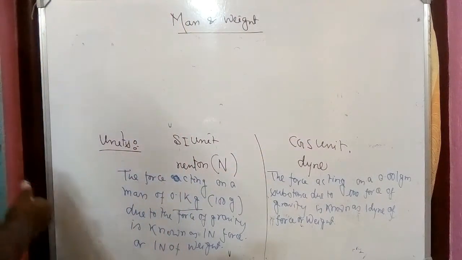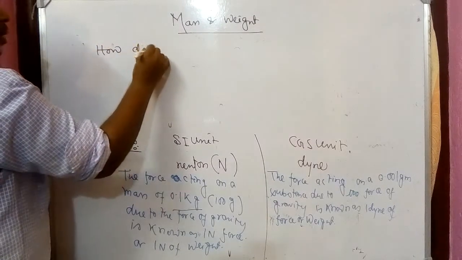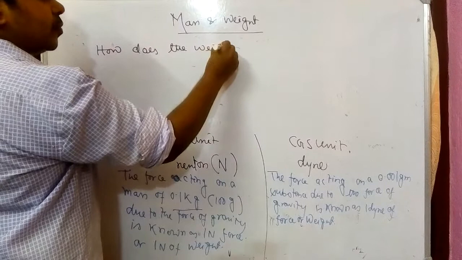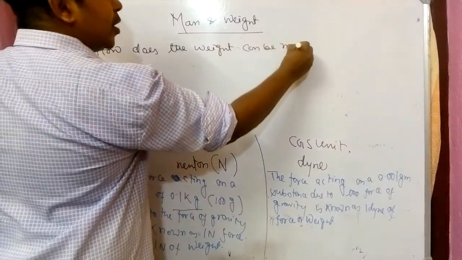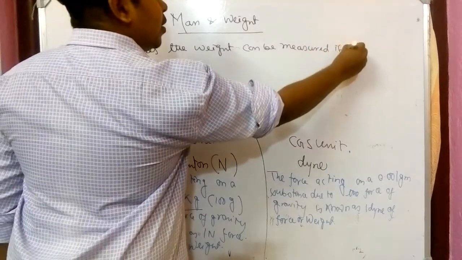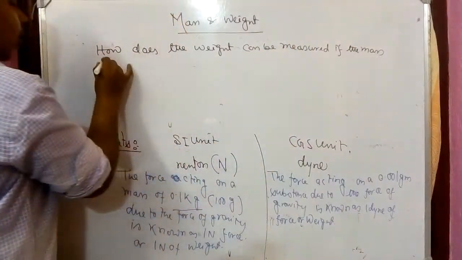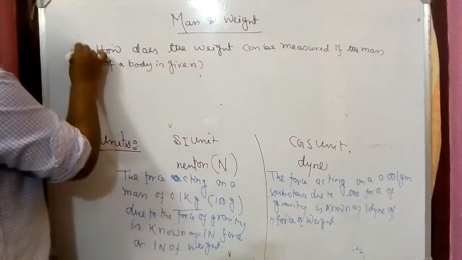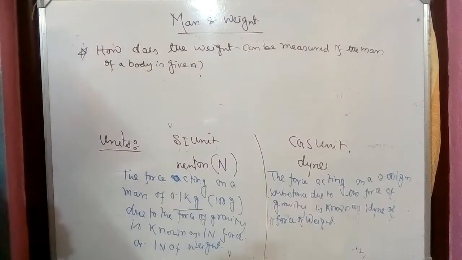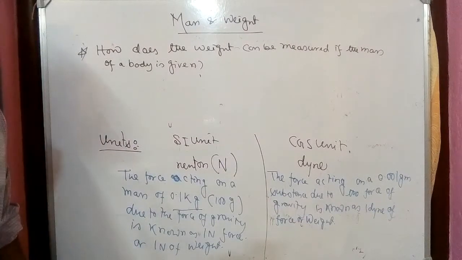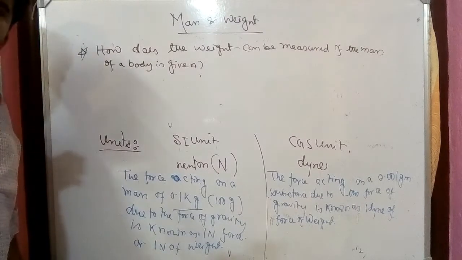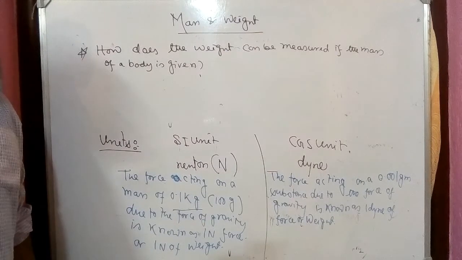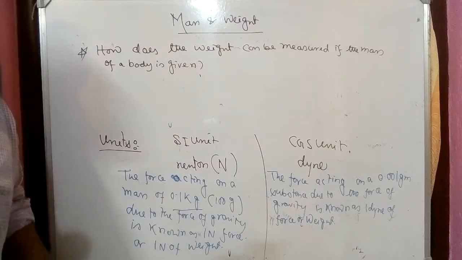So let's write the question. How can the weight be measured if the mass of a body is given? In this case, what we have to do is find out how much force is acting on unit mass by the earth. Now you will be asking, sir, how can we find that out? That is experimentally done, and that value is given to you, which you have to remember.